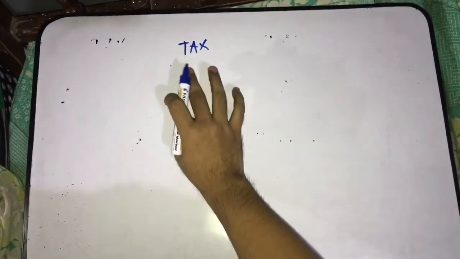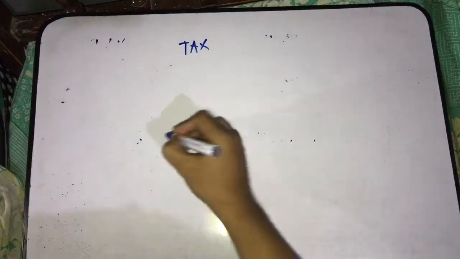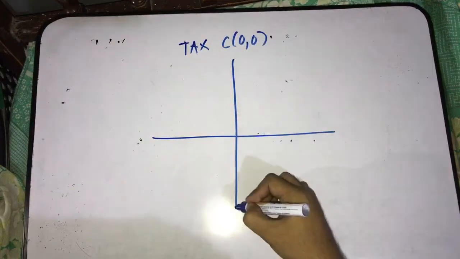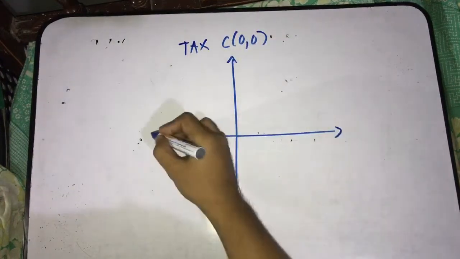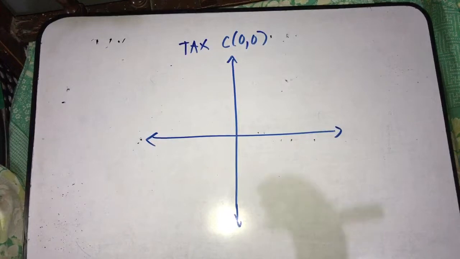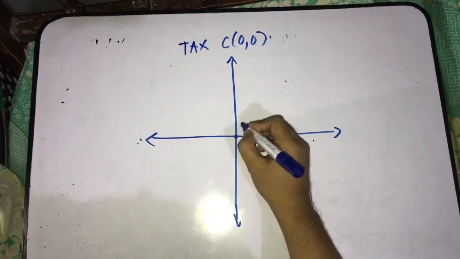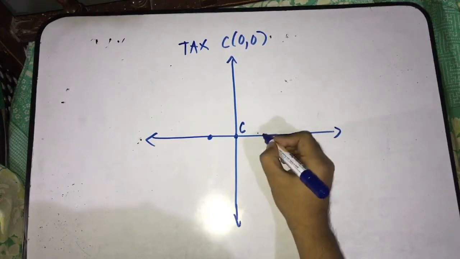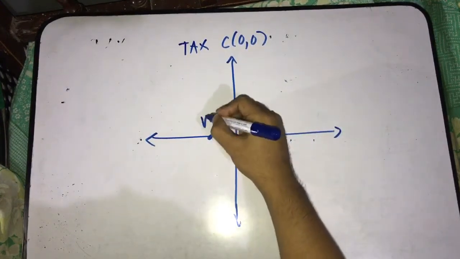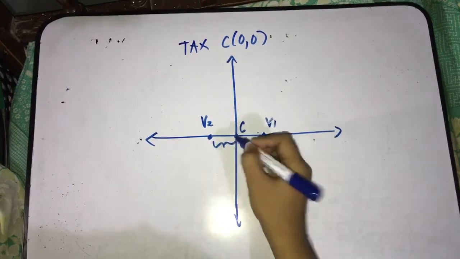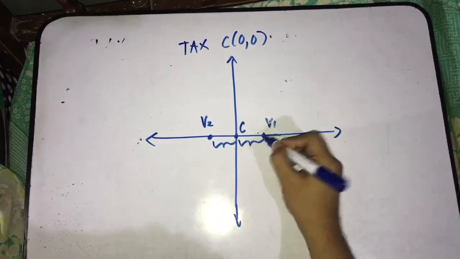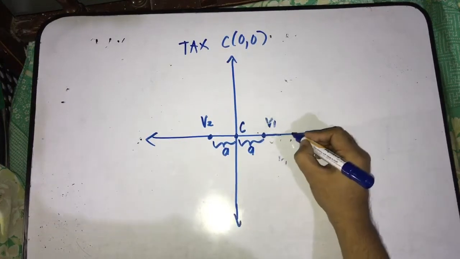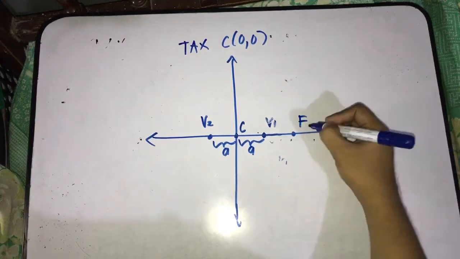For the graph of transverse axis horizontal or transverse axis x, this is the graph with the center located at the origin or the point (0, 0). And we have here 2 points that will be V1 and V2. Those are the vertices, and from the center going to V2, and from the center going to V1, that distance is a.